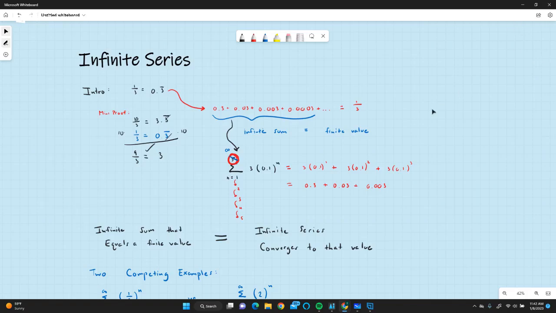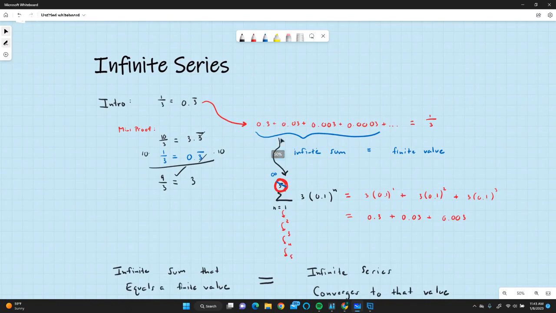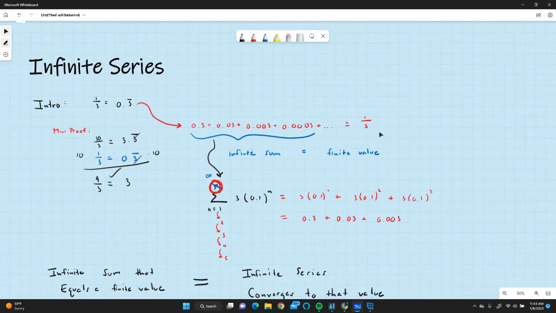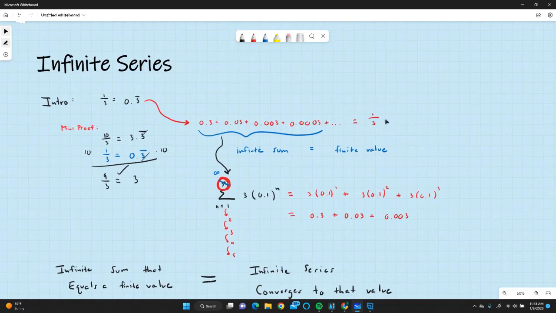All right, friends, TLDR, infinite series. An infinite series is just an infinite sum that, when you add together, equals a finite value. So essentially, it's a sequence, but instead of just listing the terms, you're adding together the terms of the sequence to get the series. And the series will sometimes equal a value, and if it does, we say it converges to that value. Other times, it will not equal a value, and then we say it diverges.